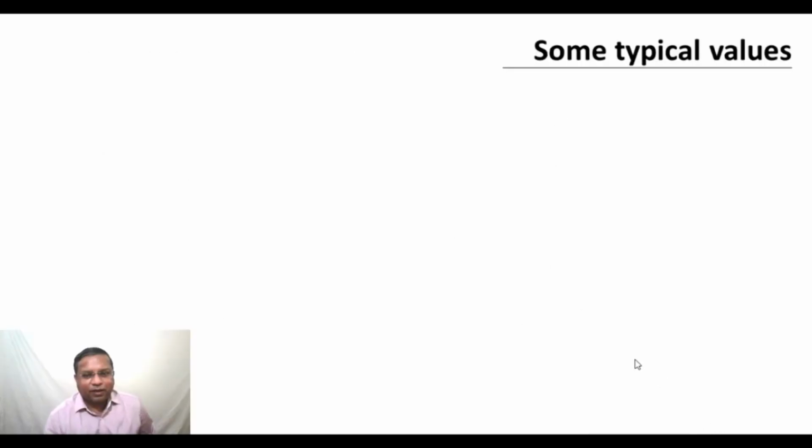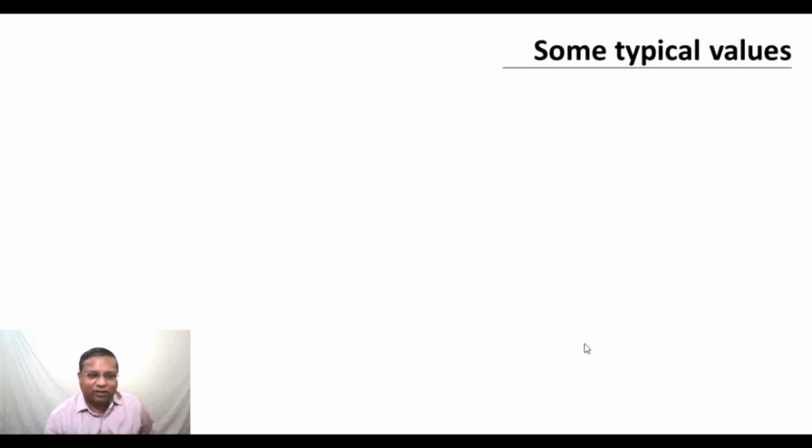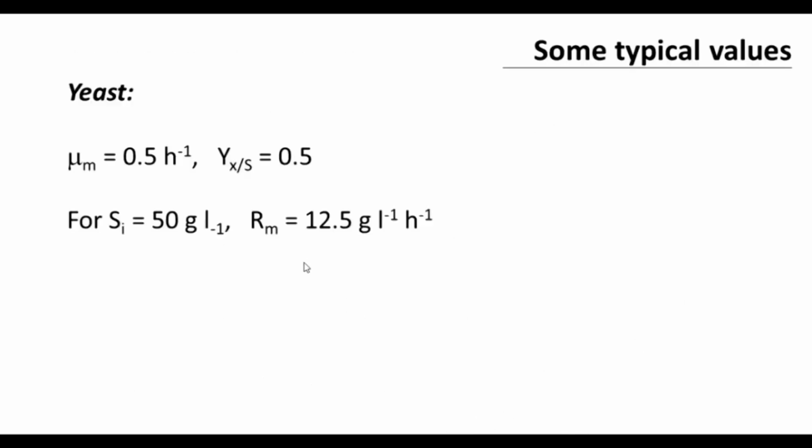Let us look at some typical values to get an idea of the productivities here. For yeast, the maximum specific growth rate typically is about 0.5 per hour, the yield coefficient Yxs is 0.5. So if the inlet substrate concentration is 50 gram per liter, the productivity that we can calculate even under these conditions, the maximum productivity mu m Yxs Si would be 12.5 gram per liter per hour. You can do the calculation here, the maximum productivity calculation for yeast.